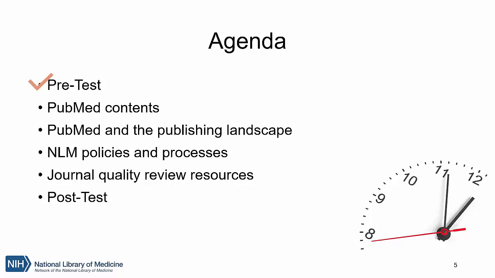Here is our agenda for today. We've already completed our pretest. Next, I will briefly review the contents of PubMed and how PubMed fits into the NLM collection. Then I'll survey the current publishing landscape to provide some context for the changes to PubMed over the last couple of decades. After that, we'll discuss the NLM's processes and policies for selecting PubMed content. And finally, I'll talk about evaluating articles and provide some resources that you can use to assist your patrons with locating high-quality journals. And then we'll close with our post-test.